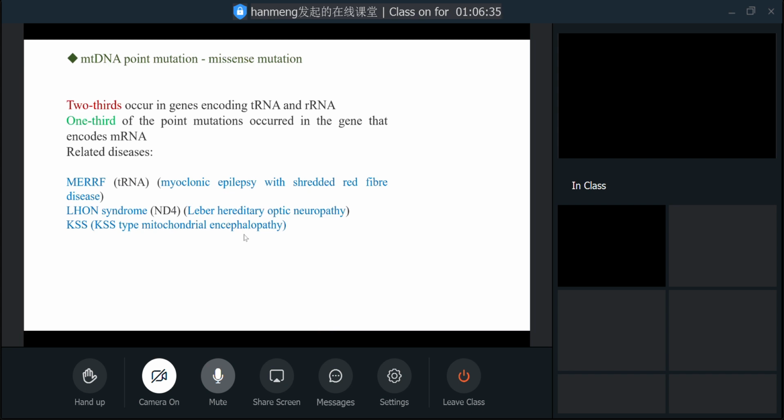The brain needs the energy to think, and the muscle needs the energy to move. So, the mitochondrial DNA mutation mostly affects the brain or the muscle. If it affects the brain, it is named mitochondrial encephalopathy, and if it affects the muscle, it is named mitochondrial myopathy.